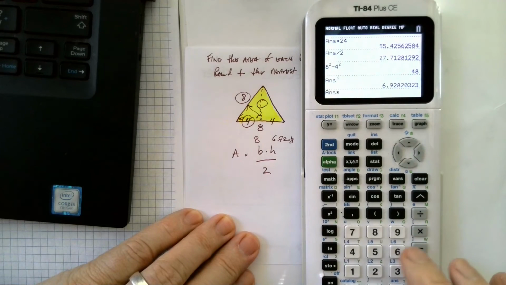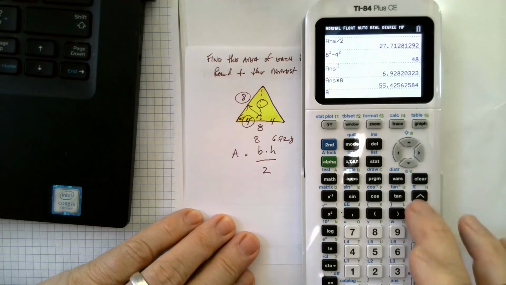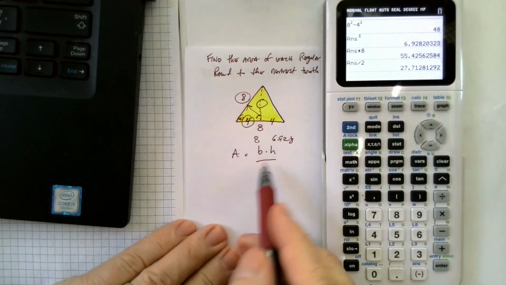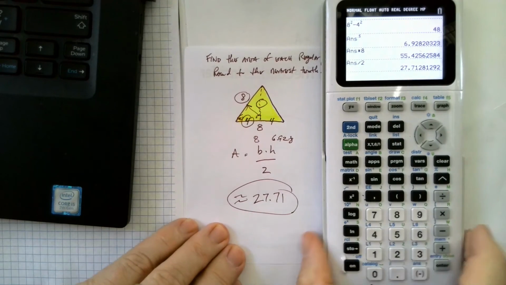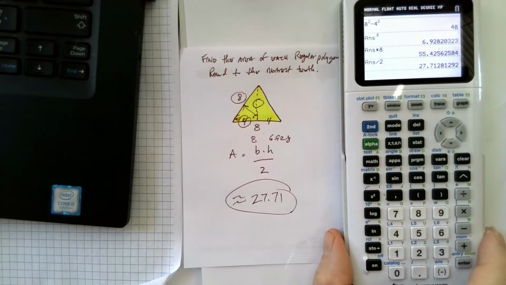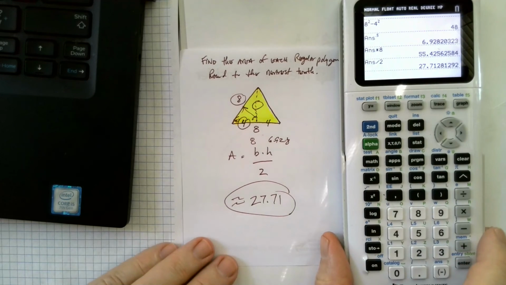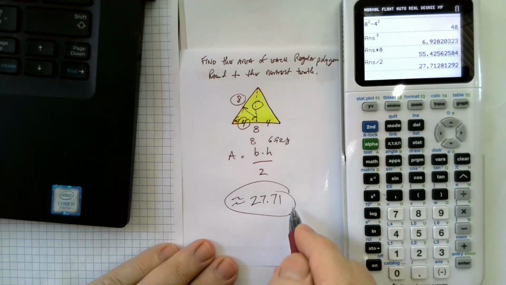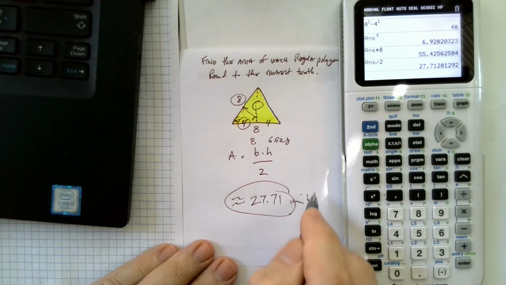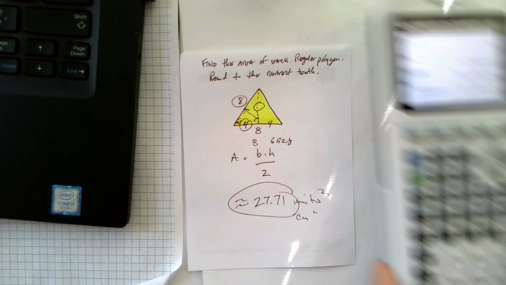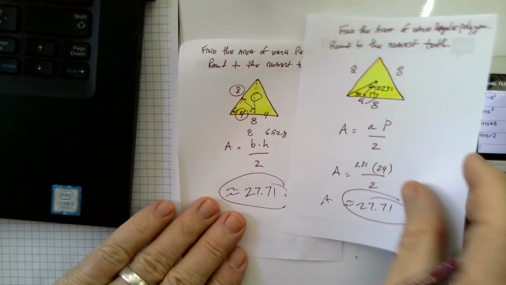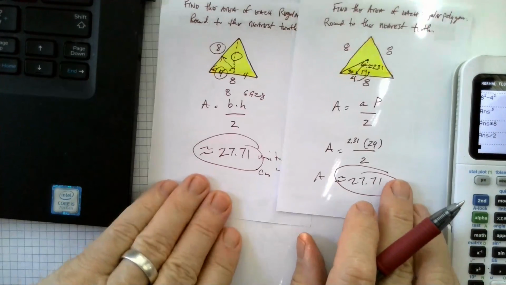I'm going to leave that in my calculator. I'm going to multiply it by 8, hit enter, and divide by 2, and it gives me about 27.71. Okay, don't forget the units. I didn't write the units on there. If that's the case, I would say units squared. If it was centimeters, I would say centimeters squared. But guess what? Those two ways will both give you the same answer. There's more than one way to get there.